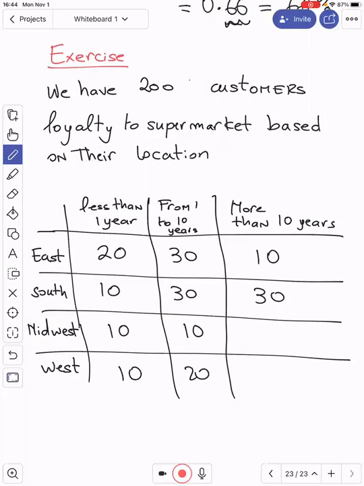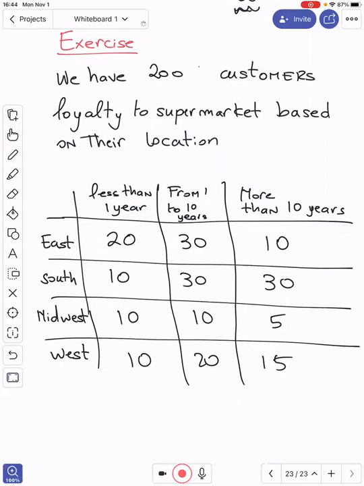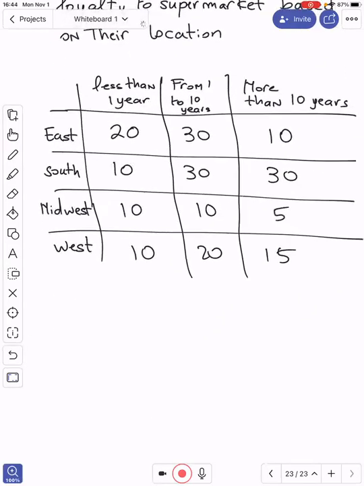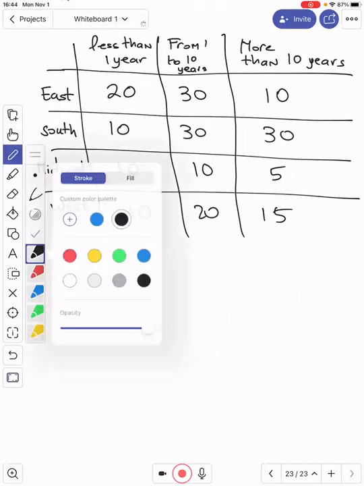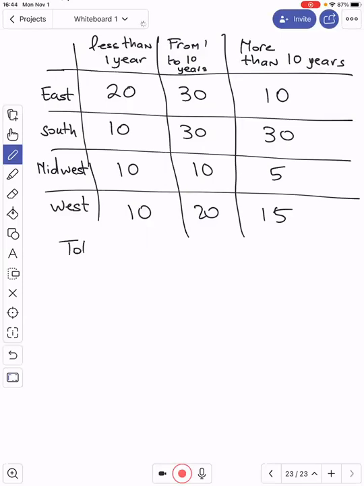Yes, so here we have 5, and here we have 15. All right, so the total should be 200, if I'm not mistaken. So 60, 70, 100, 130, 160. Yes, that's correct. All right, guys. So in total, again, we have 200 customers. Let me just write here: total number of customers is 200.